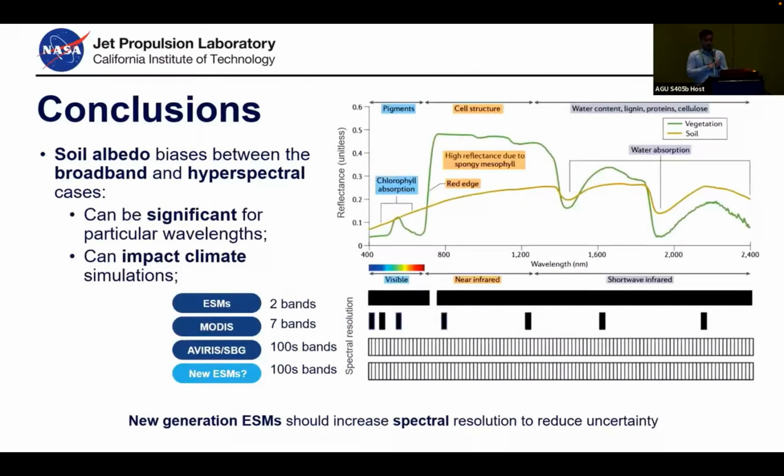And finally, just to take home messages. We found the soil albedo biases between the broadband case and the hyperspectral cases can be significant for particular wavelengths, reaching up to 20% over desert areas, California and the Sahara. We can also see impacts throughout the climate system: precipitation patterns, temperature at the surface, photosynthesis, and latent heat as well. And so the final message is that new generation Earth system models should work towards increasing spectral resolution as well, in order to reduce uncertainty.